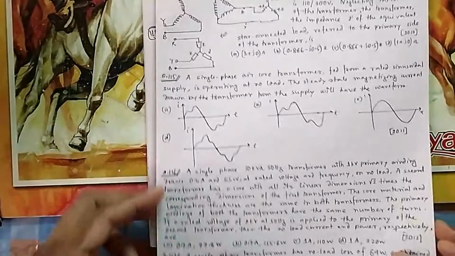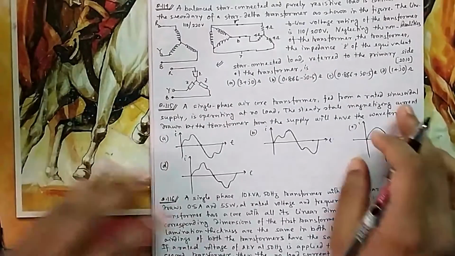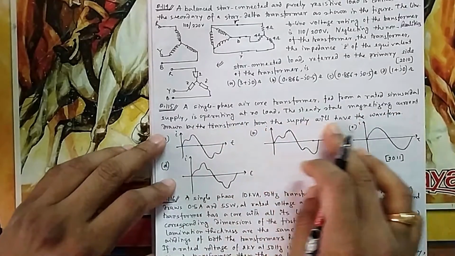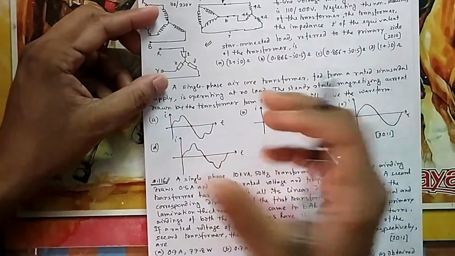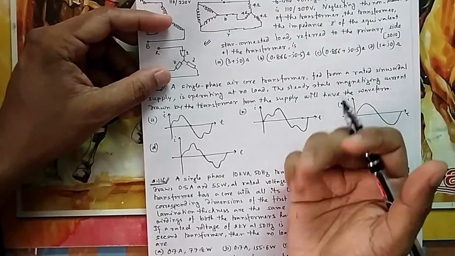Next, if you come to question 115, a single phase air core transformer fed from a sinusoidal supply is operating at no load. The steady state magnetizing current drawn by the transformer, generally what I told you, the magnetization current is predominantly of third harmonic; harmonics are present there. Due to this the waveforms get distorted.